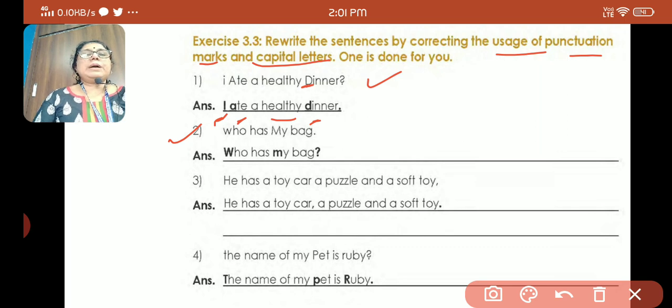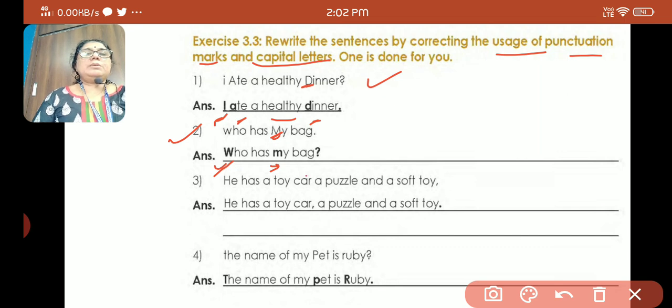Now let's do our exercise from sentence 2. Who has my bag? Now who over here, at the beginning of a sentence, how do we write? W should be capital. Got it? W here should be in capital letters. Has my bag. My, why is M written in capital? It is not there in our rules for capital letters. So we don't write that. We write a small letter. Bag.